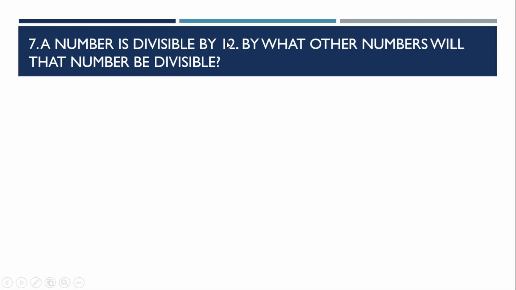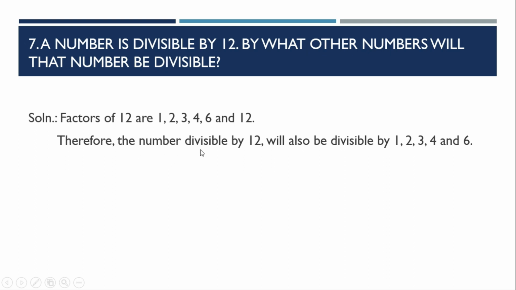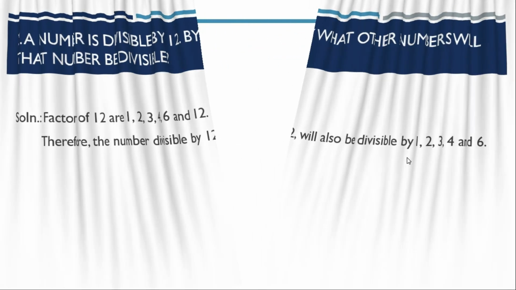Yes. The factors of 12 will be the exact divisors of the number again, because 12 we can write it as 4 3s are, 1 12s are, 6 2s are. So all those are factors of 12. If the number is divisible by 12, then we can say the factors of 12 also will divide it. Okay, factors of 12 are 1, 2, 3, 4, 6 and 12. Therefore, the number divisible by 12 will also be divisible by the factors of 12. Okay? Okay.